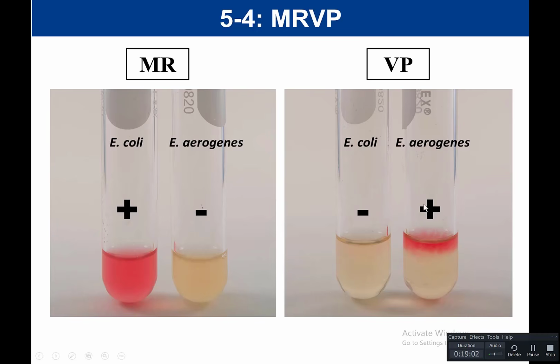For VP, again, you're looking for that pink red. So this would be your VP positive. This would be your VP negative. You can kind of see this pale pink or copperish color there. That is not positive. That is the reagents reacting with one another. The positive is going to be this pink red on the top. And so again, for your IMViC, the first three letters, the indole, the methyl red, and the Voges-Proskauer, for all three of the first tests, the pink red is going to be the positive.